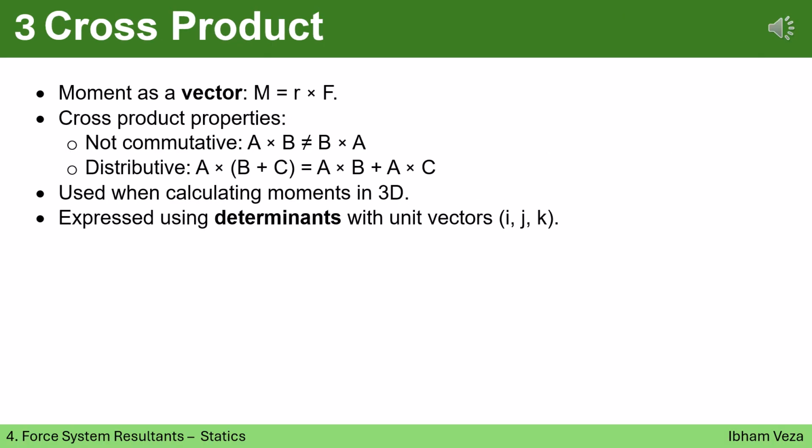Cross product. In three-dimensional analysis, moments are represented as vectors using the cross product. The equation is M equals r cross F, where r is the position vector and F is the force vector. The cross product is not commutative, meaning reversing the order changes the sign. This method allows us to determine both magnitude and direction of the moment.